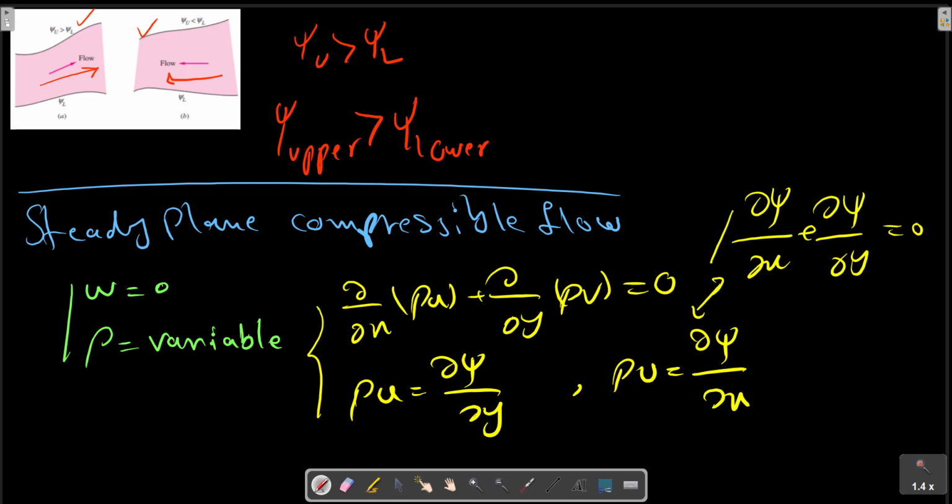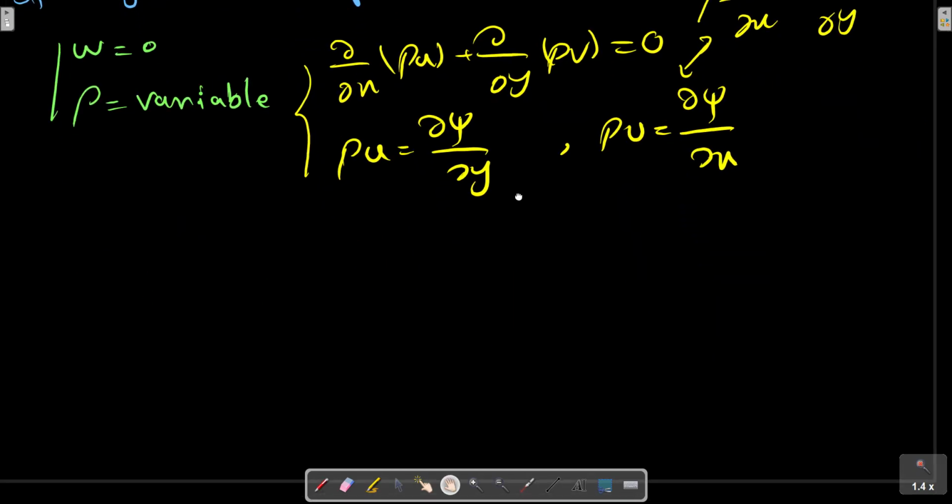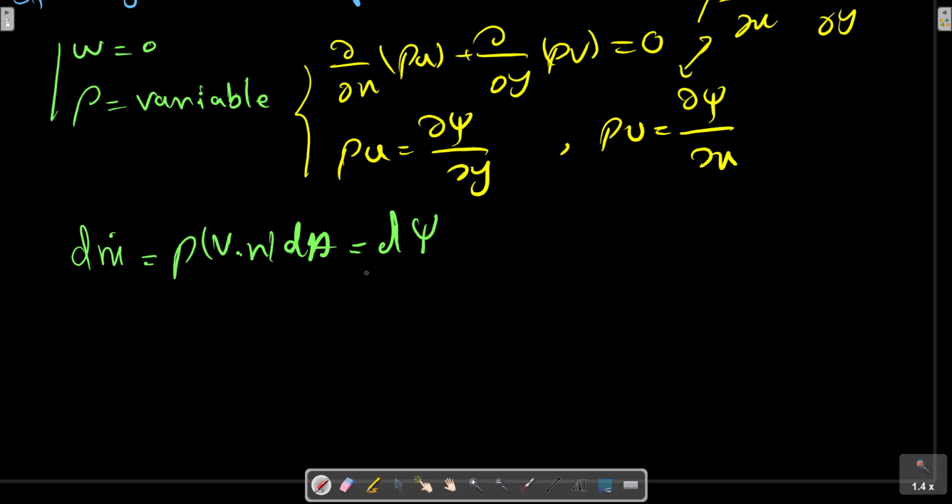relation for a compressible flow. Again, lines of constant psi are streamlines of the flow, but the change in psi is now equal to the mass flow, not the volume flow. So we have the relation, and in the integration form we have, this is the continuity equation.